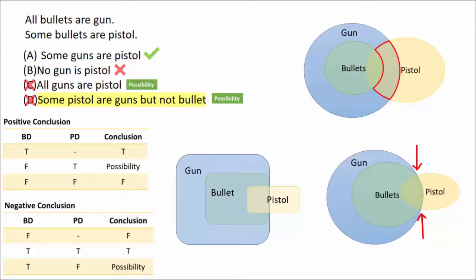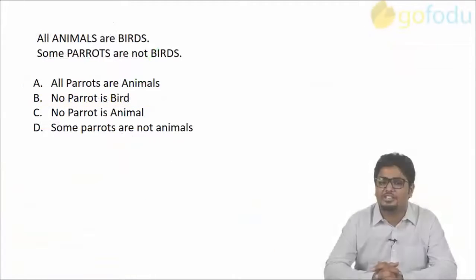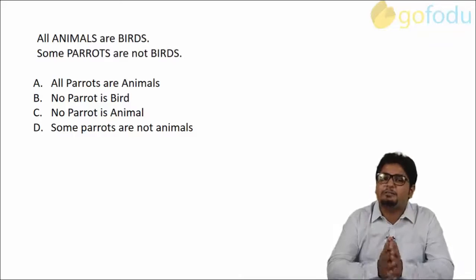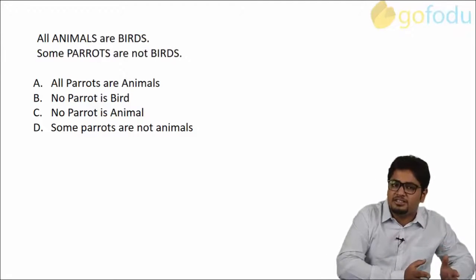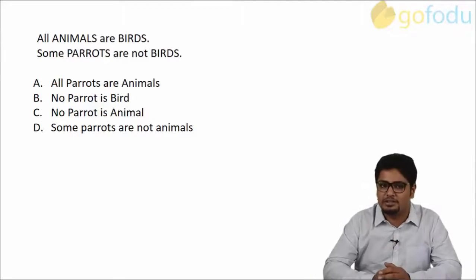Or when a negative conclusion is true, then we will draw the possible diagram. Otherwise, the basic diagram will suffice. Next question is an interesting one. The two statements are: all animals are birds and some parrots are not birds.